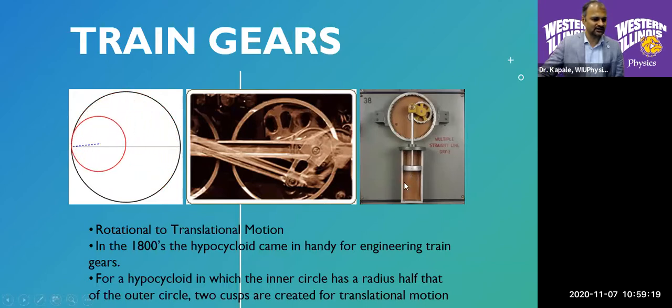Same thing here, the piston going up and down, let's say pushed by the engine, is causing the rotational motion because you have the gear ratios or the radius ratios to be exactly the same.